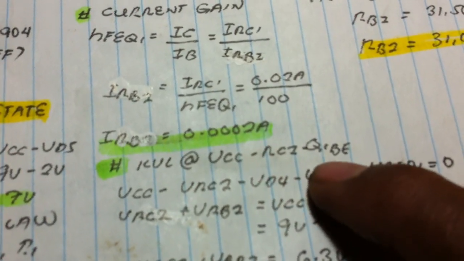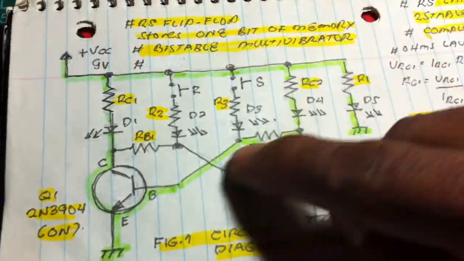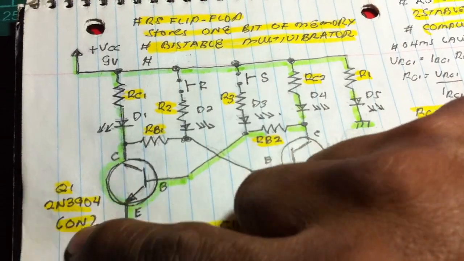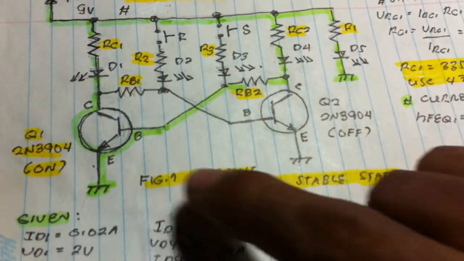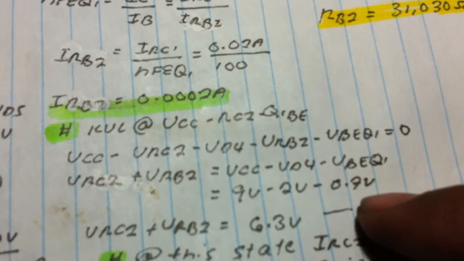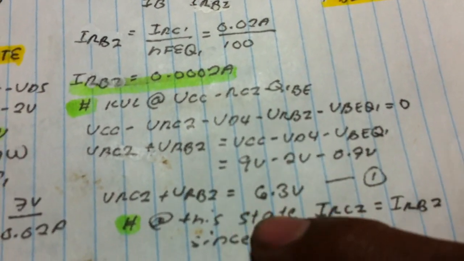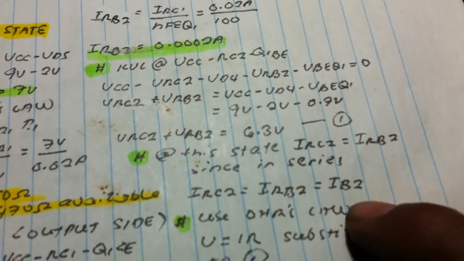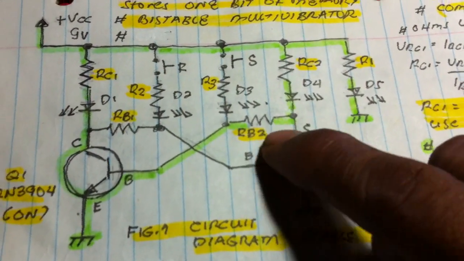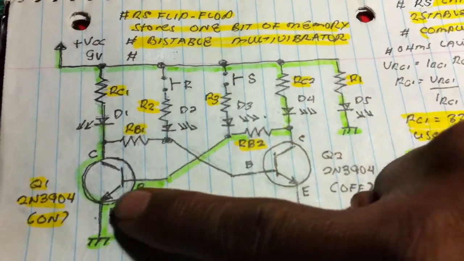KVL now at VCC to base emitter. VCC to turn on the transistor, since this is the initial state, transistor 1 is on. VCC minus the voltage drop RC2, D4, RB2, and base to emitter at saturation. Substitution here using KVL, we get this equation, 6.3 volts. So at this state, IRC2 is equal to IB2. The current at RC2 is equal to the current at RB2 since they are in series.